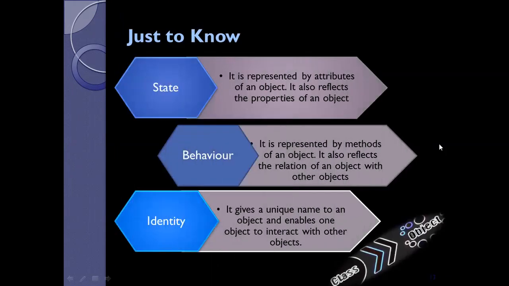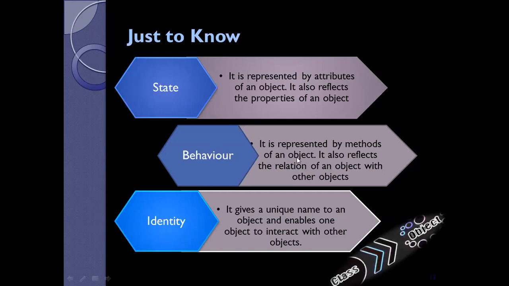Just to know, you should know about these few words, that is state, behavior, and identity. State means the properties of an object, that is characteristics. Characteristics can also be known as state.